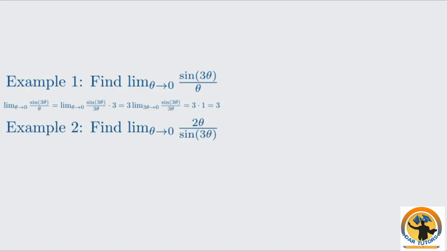Let's try another one. Find the limit as theta approaches 0 of 2 theta over sine of 3 theta. This is a bit different, but we can use the same principle. We can rewrite this as the limit of 2 over 3 times the quantity 3 theta over sine of 3 theta. We know that the limit of sine of x over x is 1. The limit of x over sine of x is also 1. So the limit of 3 theta over sine of 3 theta is 1. The final answer is 2 over 3 times 1, which is 2 over 3.